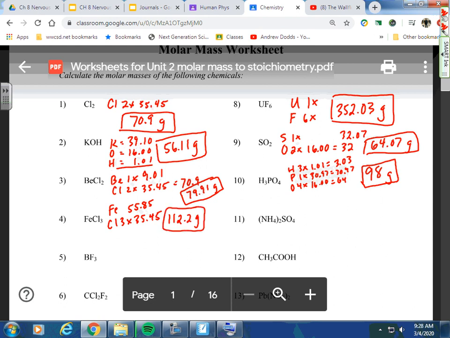Good? All right, I kind of laid out number 11, but I don't think I gave you the answer to it, did I? So anything in parentheses with the number outside, what that means is take that number outside and multiply everything inside by that. So N does not have a number after it, so that means 1 N, but since it's in parentheses and there's a 2 outside, that actually means there's 2 of them. H, instead of being 4, there are 8 of them. And then outside the parentheses, just normal. So S 1 time and O 4 times. Question?